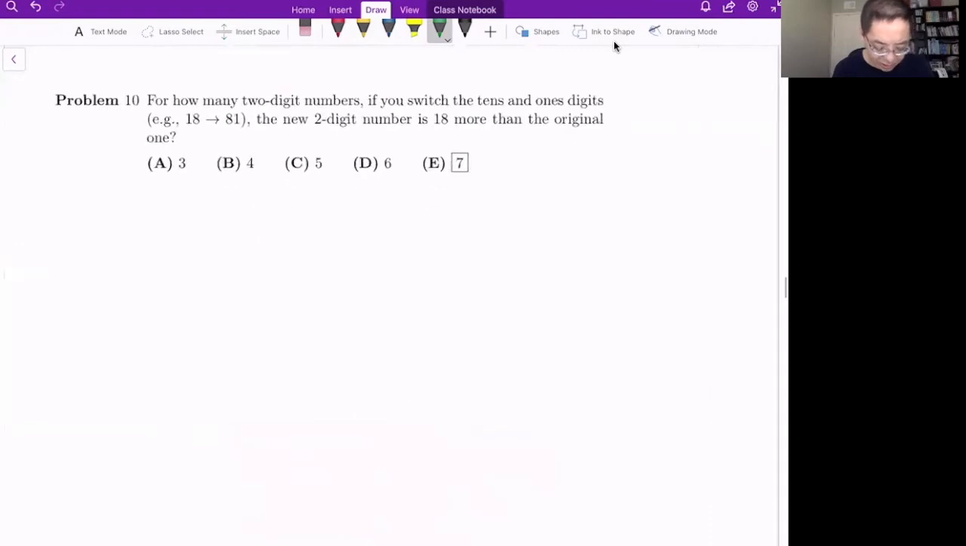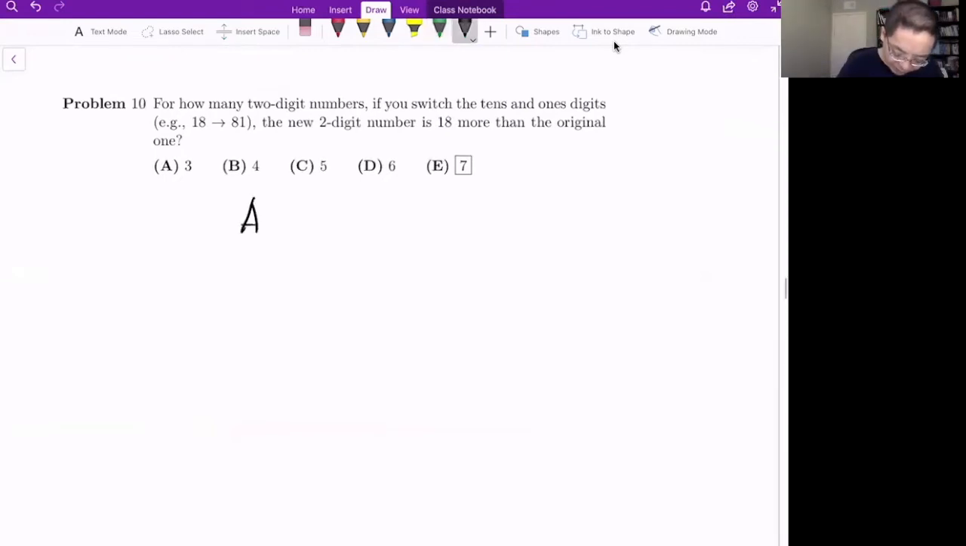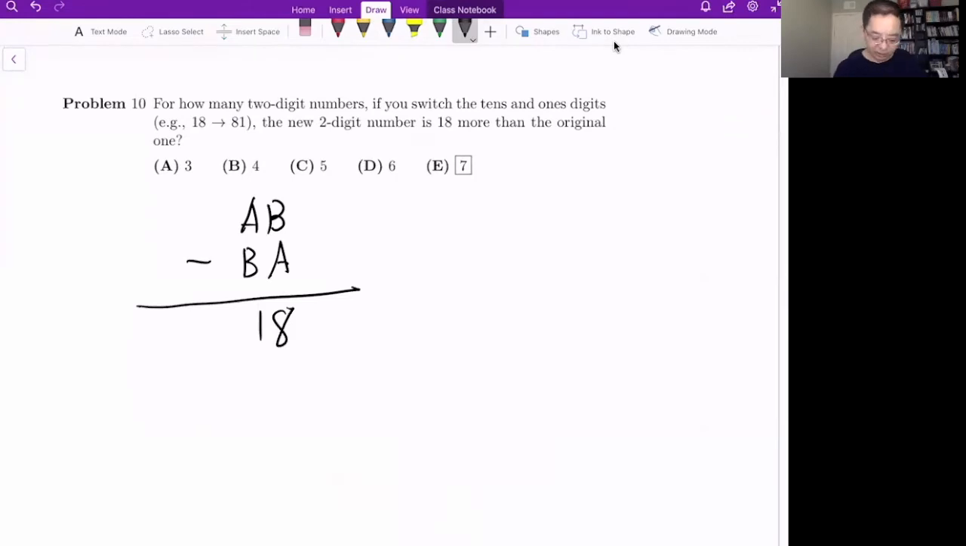All right, so now let's look at problem number 10. We are looking for two-digit numbers AB such that if we switch the tens and ones digits, the difference is 18. So this is what we need to figure out.